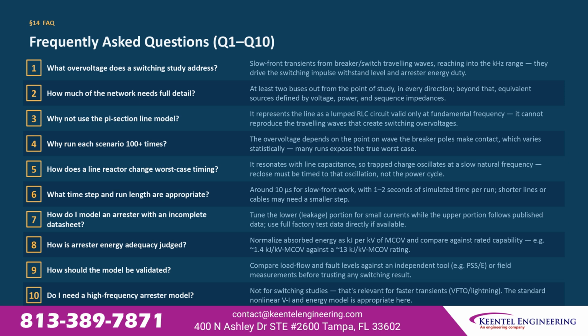How is arrestor energy adequacy judged? Normalize absorbed energy as kilojoules per kilovolt of maximum continuous operating voltage and compare against rated capability. In the case study, 1.4 kilojoules per kilovolt against a rating of around 13. Well within limits.